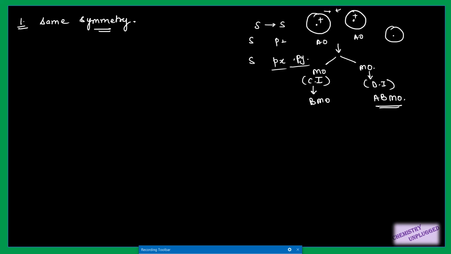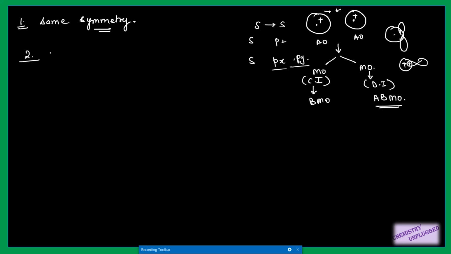This is your s, and when you mix it with px and py, this is positive and this is negative, so these two will cancel each other and there will be nothing, right? So this type of mixing cannot take place. In this way you can mix it. This is a positive wave function, this is positive, so this type of mixing can take place, but orbitals which have different types of symmetries cannot mix together.